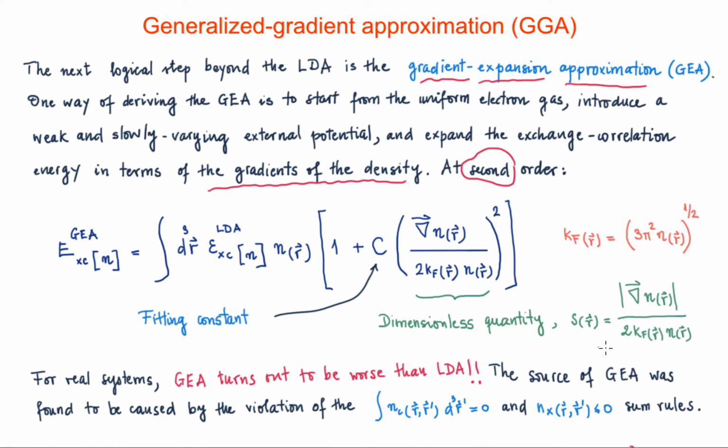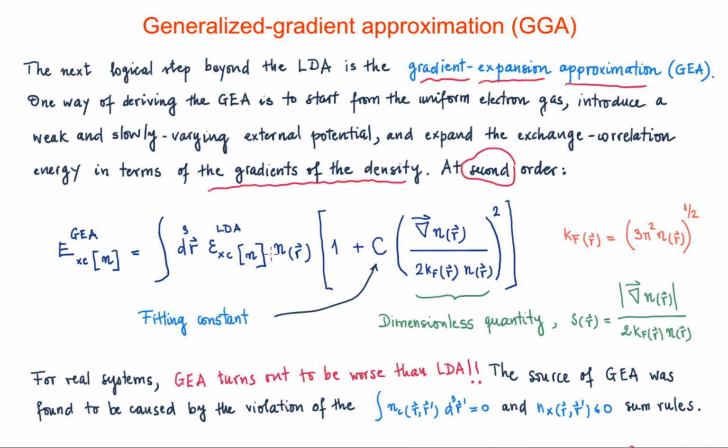So this is what's called the S function, a dimensionless quantity, which is giving you information on how fast the density changes, or how big the gradient of the system is. So that was the first proposal for the gradient expansion of the LDA.